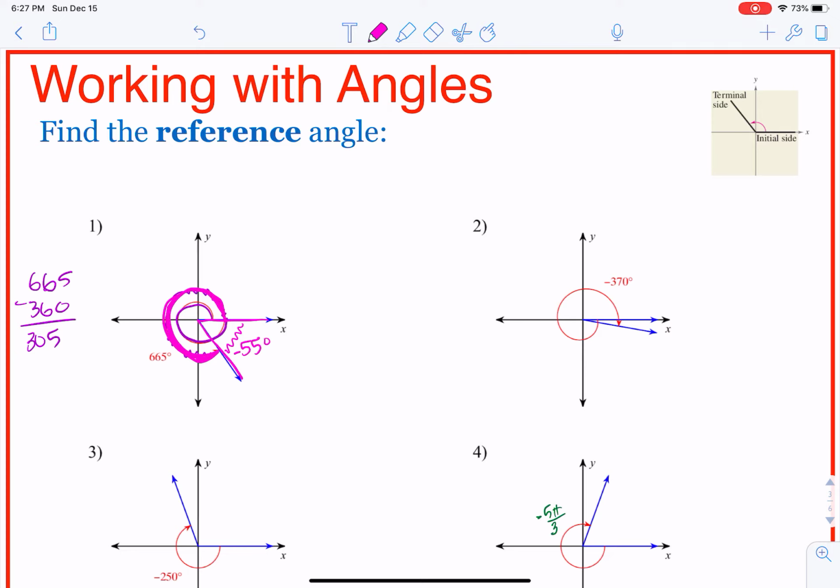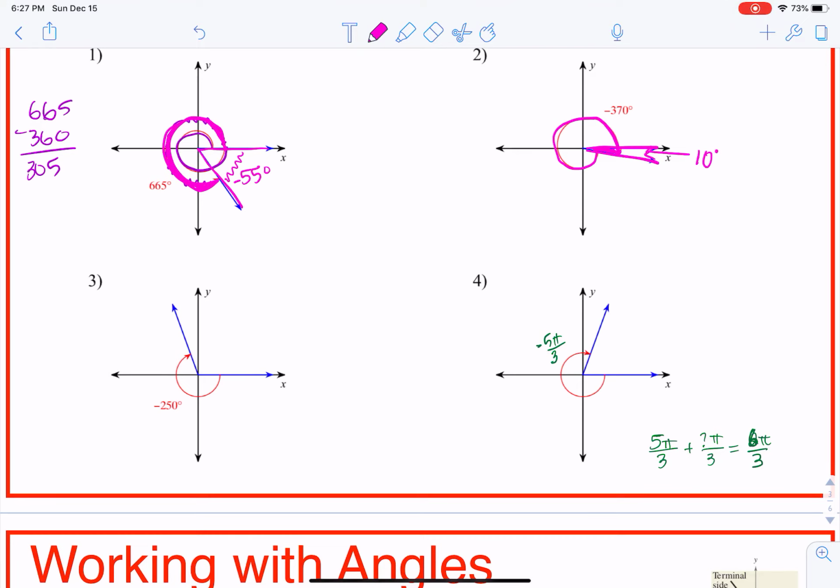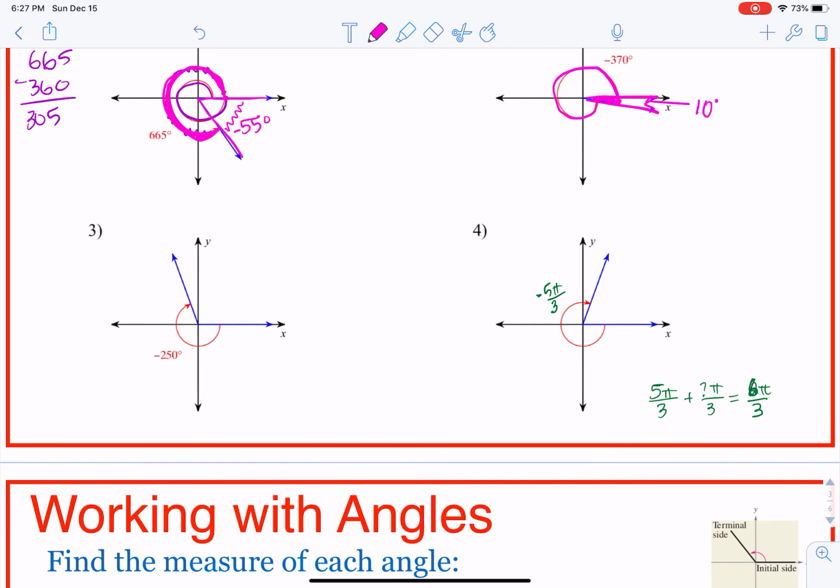Looking over here, I'm starting here and I'm going in the negative direction, so negative 370 degrees. So I want to know what's the angle that's made, so that this is my initial side and this is my terminal side. So what's the measure of this angle in here? It is 10 degrees, because one full rotation is 360, and it looks like I'm going 10 over.